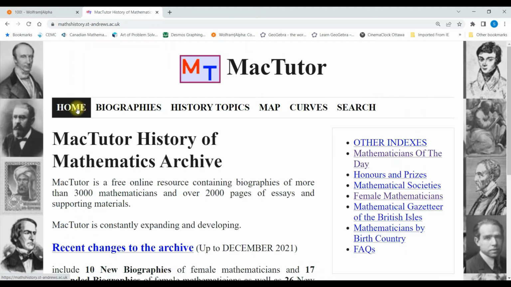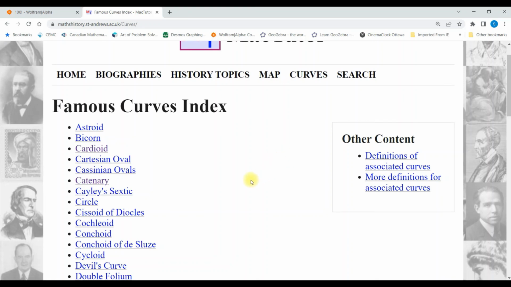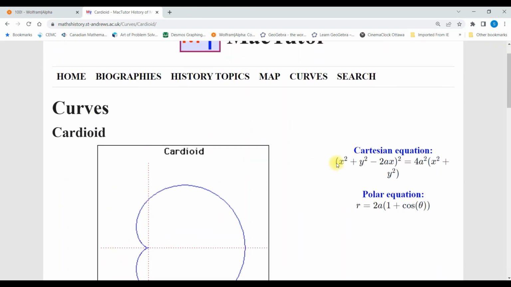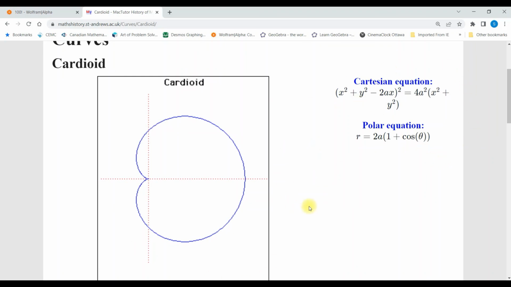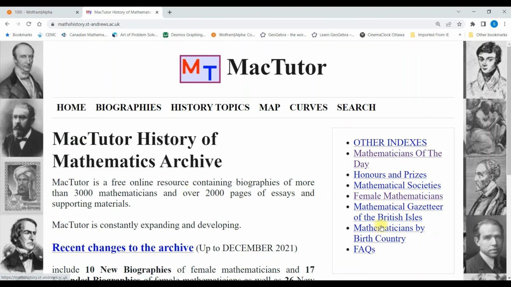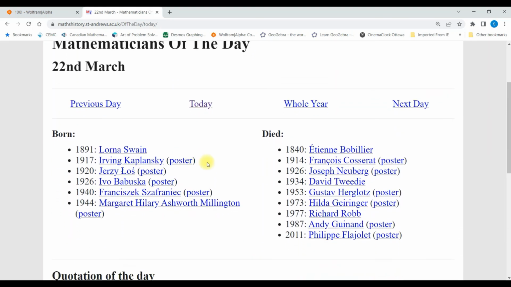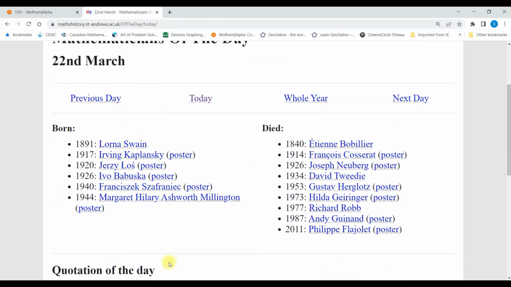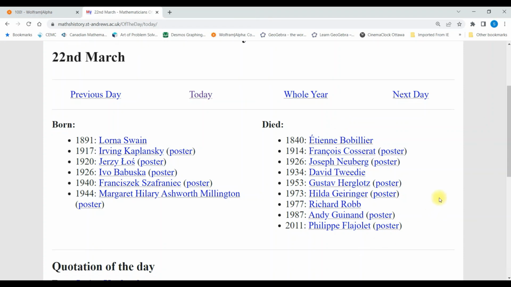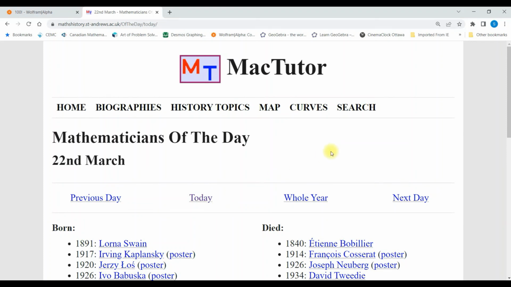As well, on the site, you also have a bunch of famous mathematical curves, such as the cardioid, where it shows you this interesting type of curve, gives its equations, as well as a description. And another nice thing is this mathematician of the day, where if you click on it, and today's March 22nd, 2022, it'll show you all the mathematicians that were born that day, all the ones that died that day, as well as a quotation and various other things. I'll leave links to both of these sites in the description of the video.